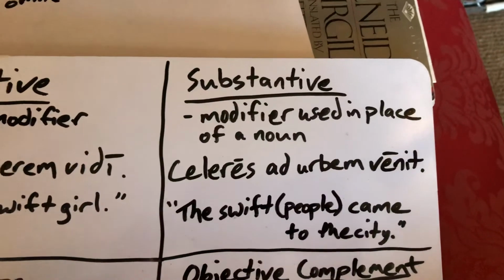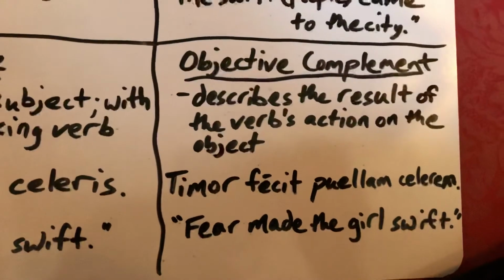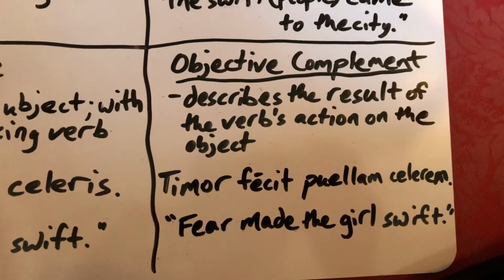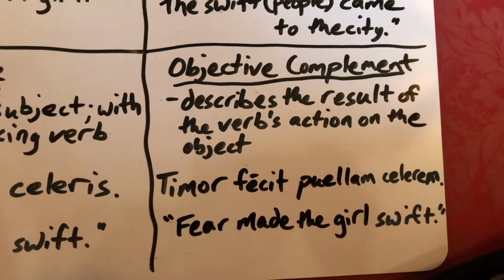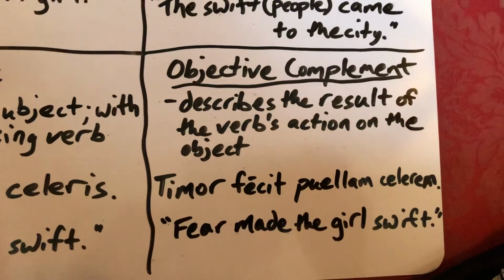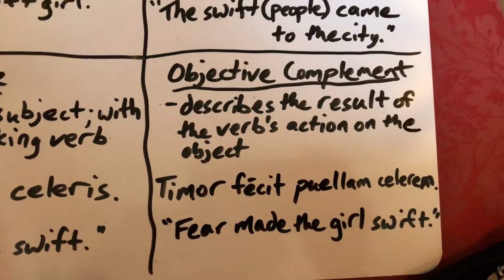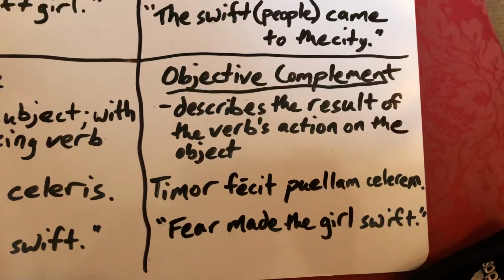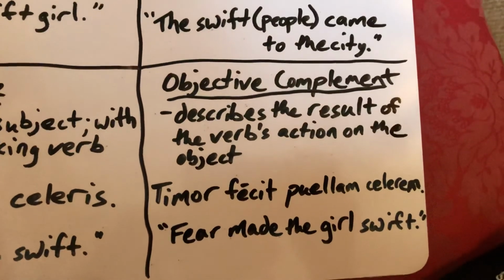Now, the last use here is the one that is new. This is what's called an objective complement. This one is not super common, but you need to be aware of it so that you know how to deal with it when you see it. An objective complement is going to describe the result of a verb's action on the object. So take a look. This is probably easier to see in examples.